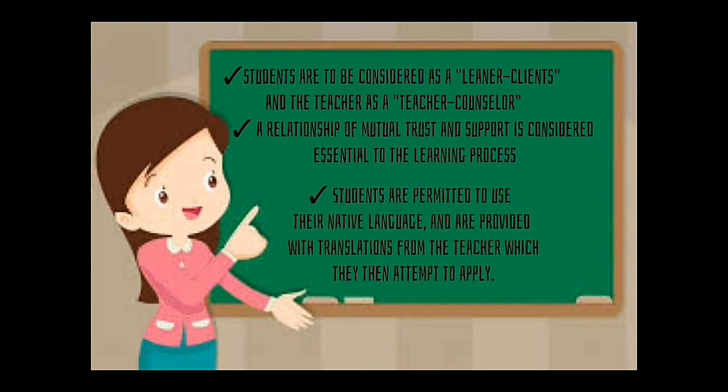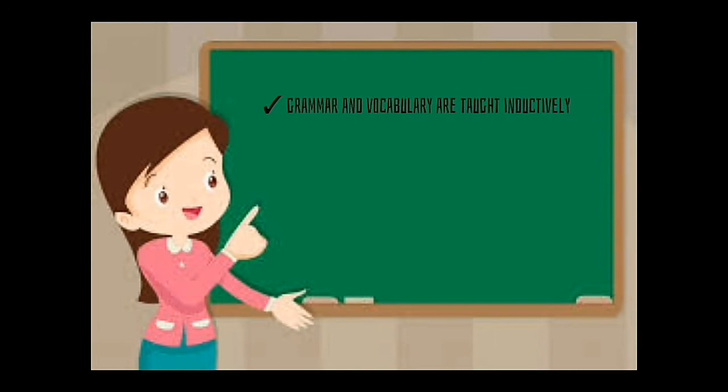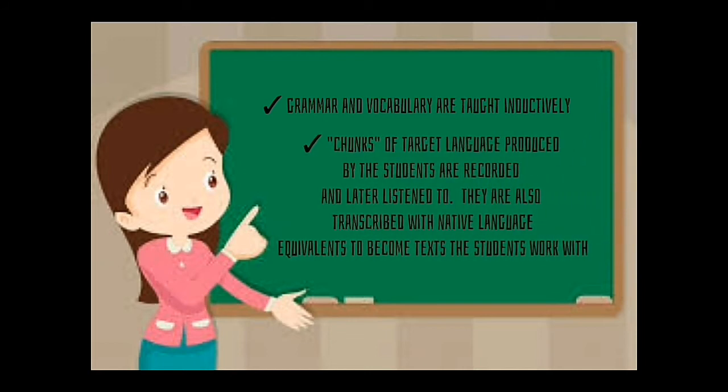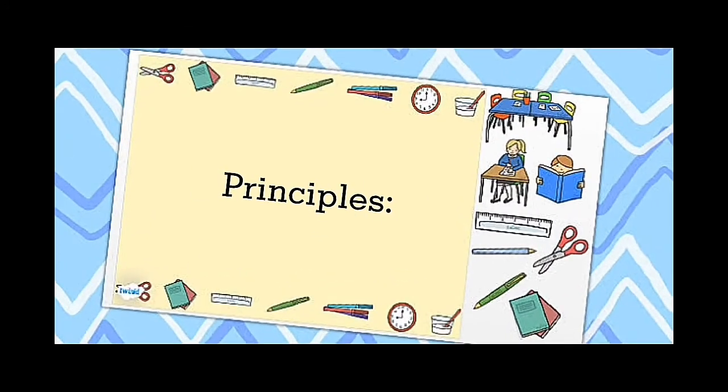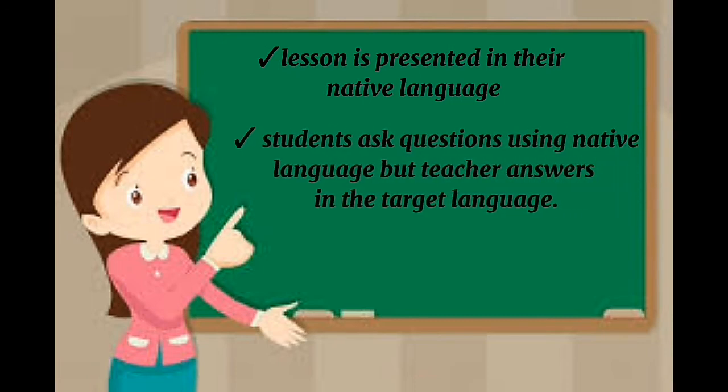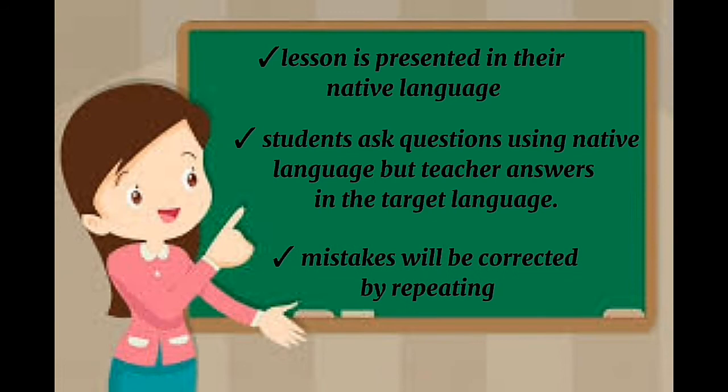Students are permitted to use their native language and are provided with translations from the teacher, which they then attempt to apply. Grammar and vocabulary are taught inductively. Chunks of target language produced by the students are recorded and later listened to. They are also transcribed with native language equivalents to become texts the students work with. The lesson is presented in their native language. Students ask questions using their native language, but teachers answer in the target language. Mistakes will be corrected by repeating.